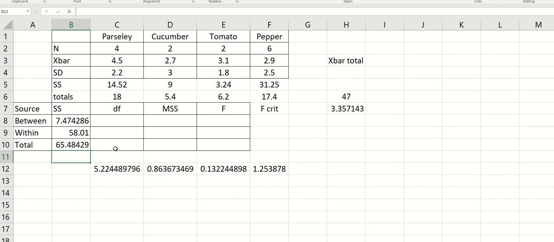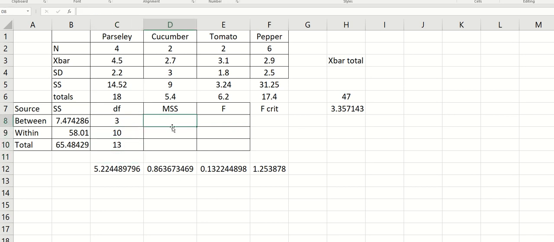Now the degrees of freedom. The degrees of freedom is quite simple. The between is how many groups minus 1. So I have 4 groups minus 1, which gives 3. The within is the total number minus the number of groups. We know we have 14 observations minus 4, so that's 10. And the total degrees of freedom is 14 minus 1, which is 13. And we already know that because 3 plus 10 is 13.